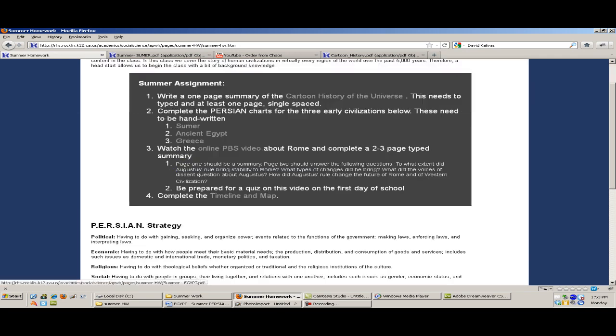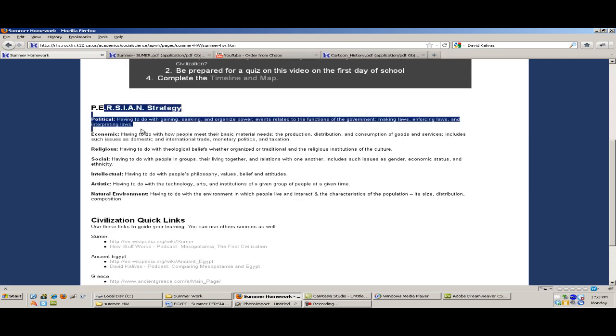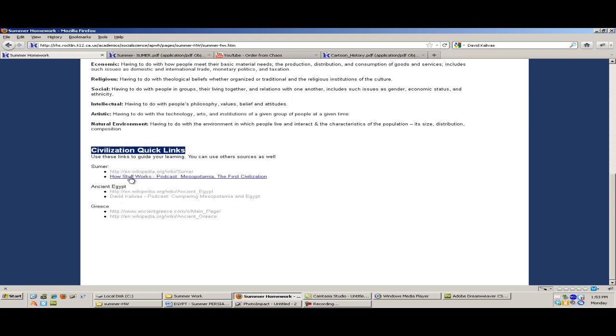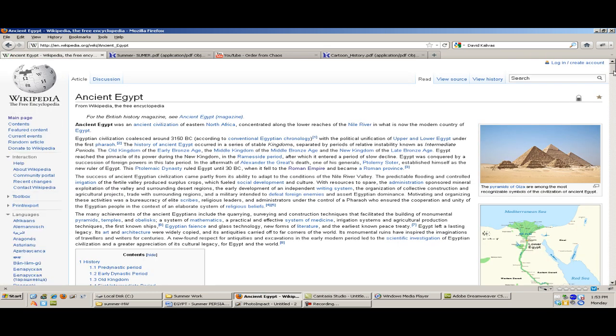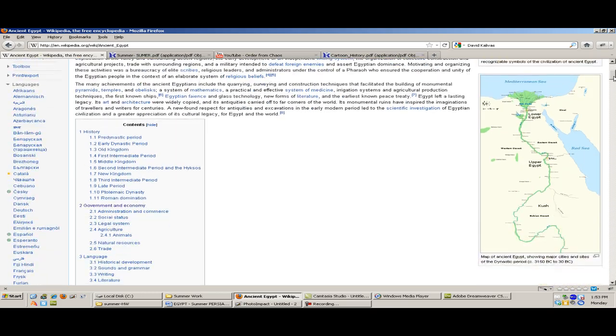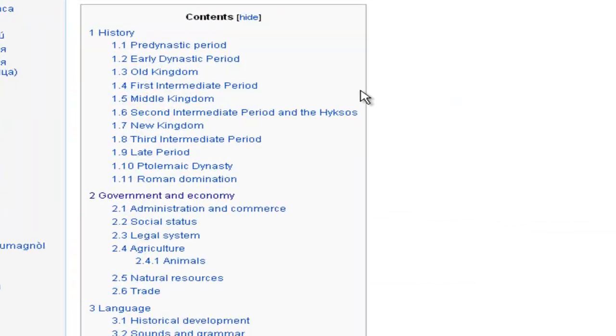What I've done is I provided some links for you. If you go down below our Persian strategy, you can see these civilization quick links, and here are some links for the Sumerians and the Egyptians and so forth. To help you, I have a Wikipedia entry, a pretty extensive and concise look at the ancient Egyptians, and you can see they break it up the same way as well. You want to look at them. Here's the history of ancient Egypt, but look at government and economy.